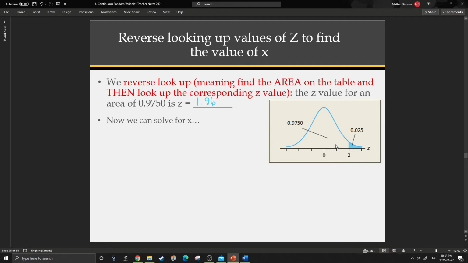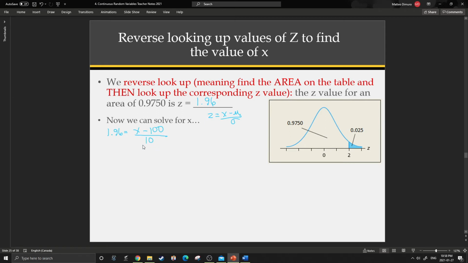Now we can finally solve for x. So how do we do that? Well, we have this formula, right? And we know everything except for x. We know that the z-score is 1.96. Don't know x, but they gave us the mean in the question. The mean was 100. And if you want to pause and go look up that standard deviation, it was 10.